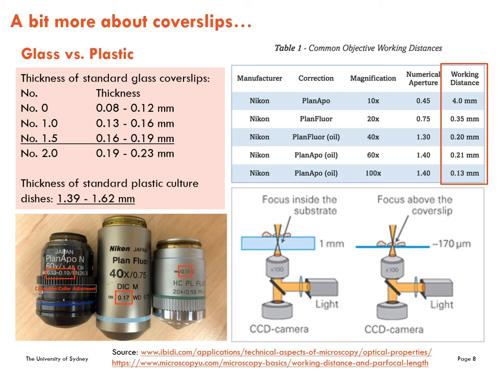Some companies have objectives which are a little more advanced, including a correction collar adjustment, like the objectives on the left. It can compensate for coverslip thickness from 0.13 to 0.19 millimeters.